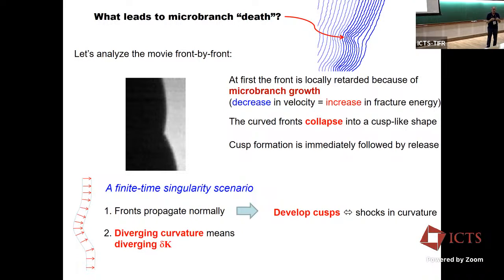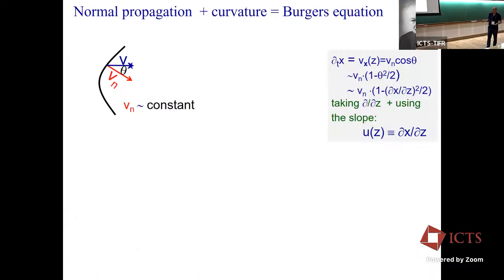Just geometrically, this front will create a cusp. It will create a singularity. Okay, so here's Berger, and here's his equation. All this equation is doing is taking into account the geometry of the curved front and propagating it forward.